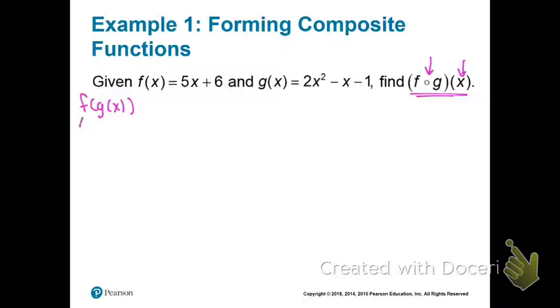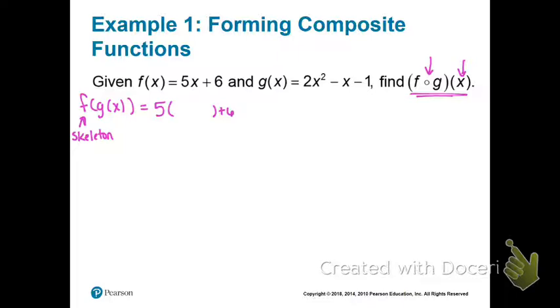So we're going to take f, which is our skeleton, which remember means that we're going to write it without the x. We're going to put parentheses there. Now notice that g of x is kind of a longer problem, so I'm going to put a little bit bigger parenthesis. Okay, so it's my 5x plus 6.